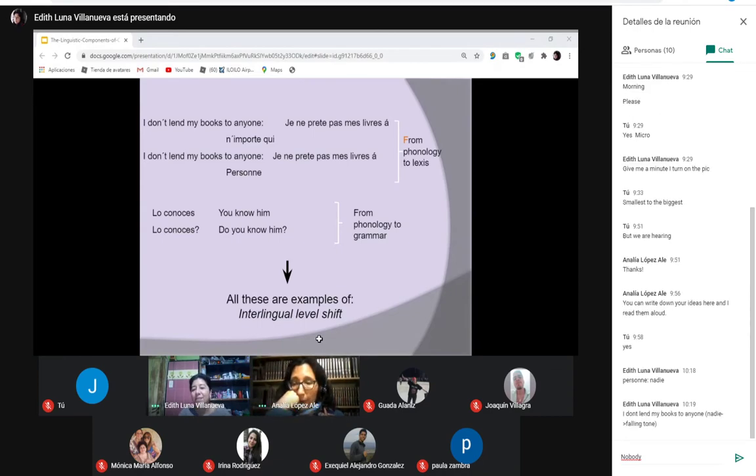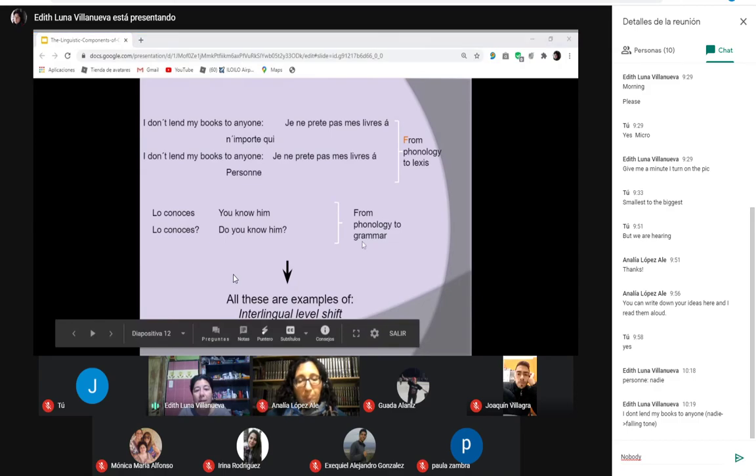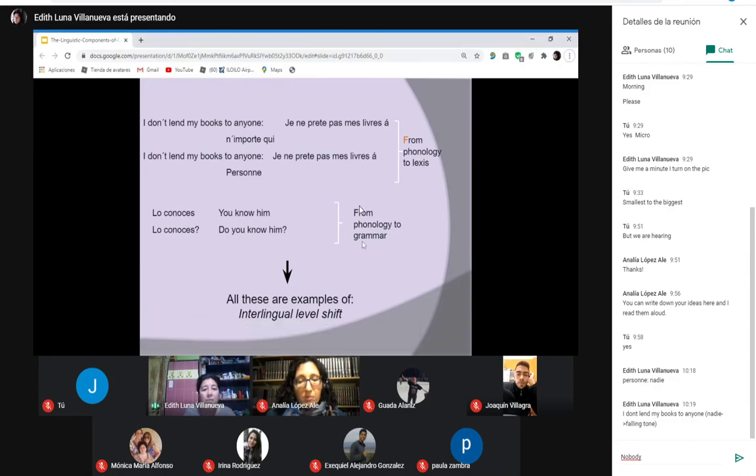Anyone. So the conclusion was that the contrast in English has to do with intonation, right? Yes. That is to say, from the phonology perspective. But the contrast in French and in Spanish is from the lexical, right? Yes. From a lexical perspective. Okay. Well, let's move into the following one.